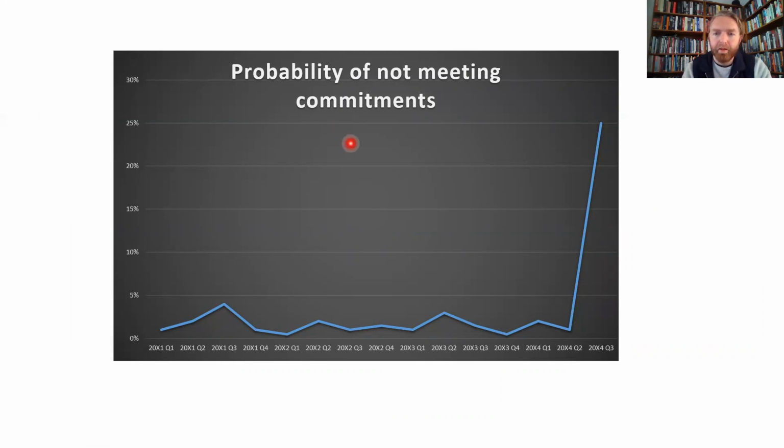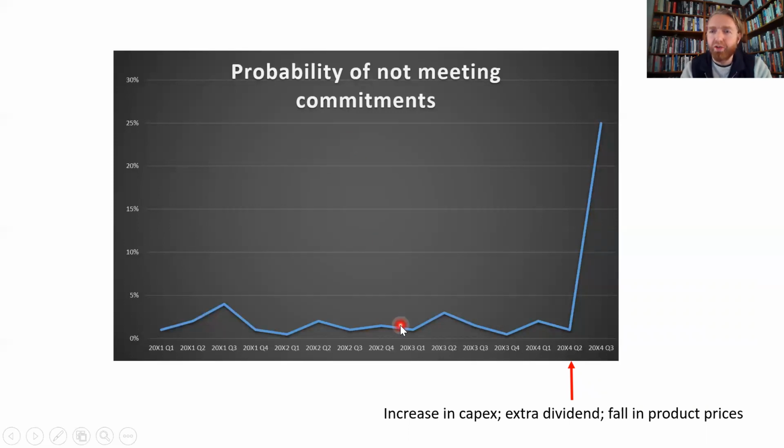And the result of this spike in risk was the fact that there were several changes taking place. One group in the company were promoting an increase in the investment budget. Another group wanted to see an extra dividend paid out. At the same time, the main product prices of this firm were falling. And these three things combined to produce this sharp increase in risk.